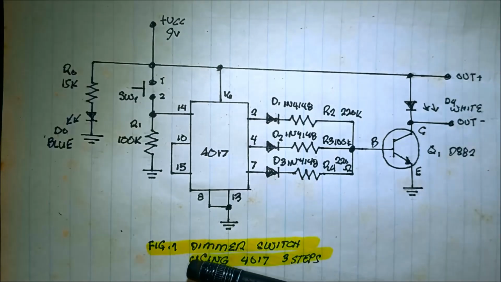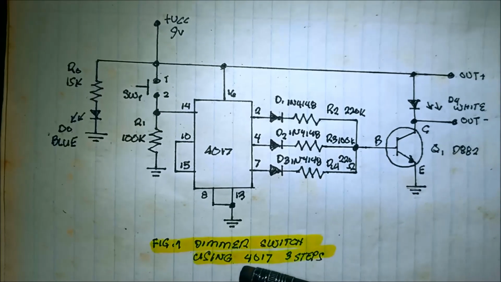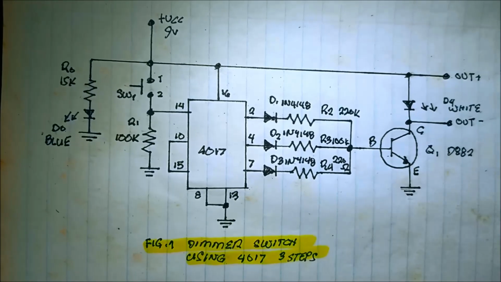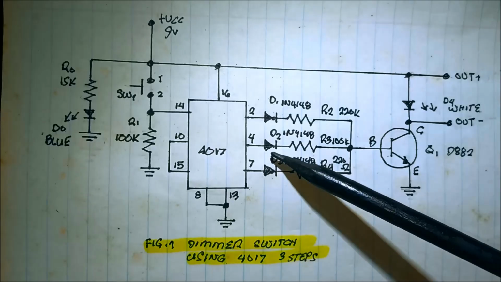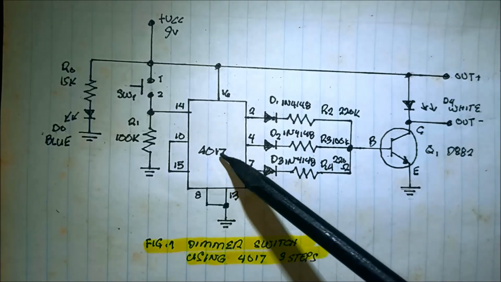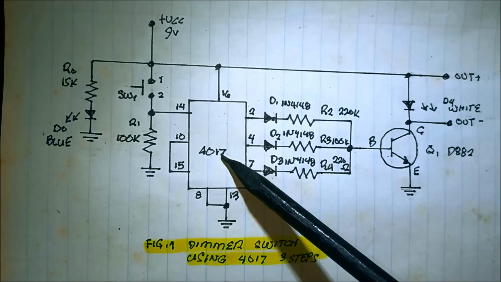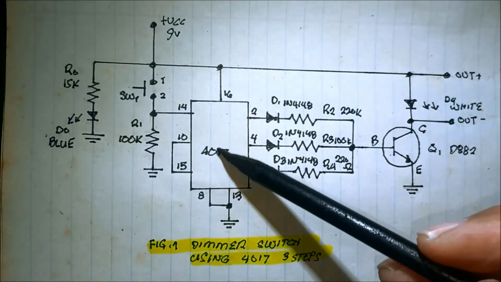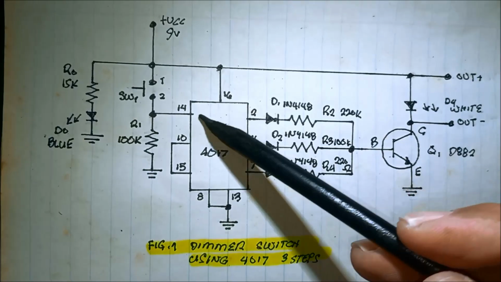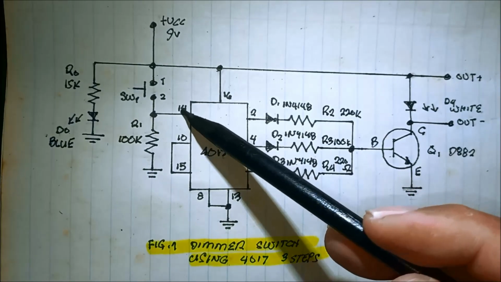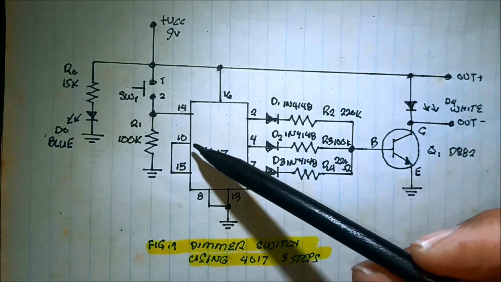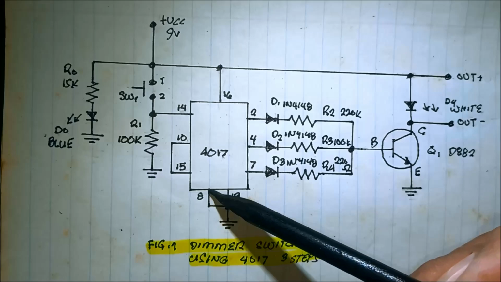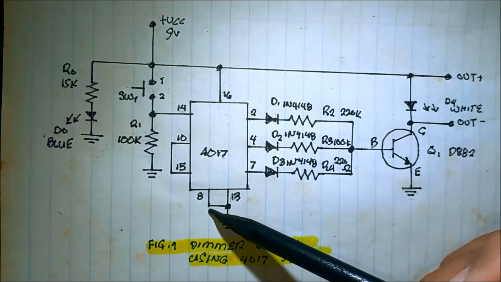In figure 1, we have the dimmer switch using the 4017 IC, 3 steps. So our project is a dimmer switch using the 4017 decade counter IC. The power of the IC is pin 16, 14 is the input clock, 15 is reset, 13 clock inhibit to be grounded, and 8 ground.